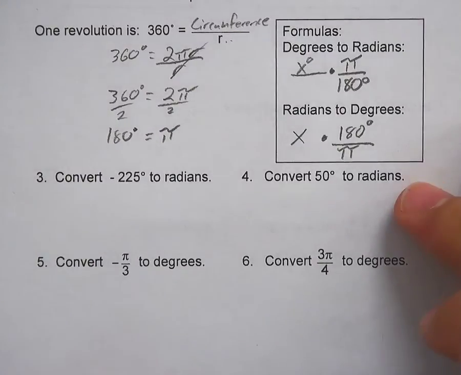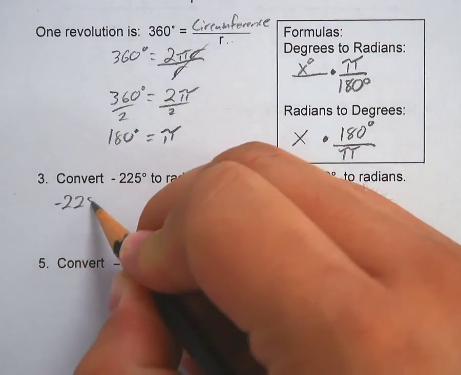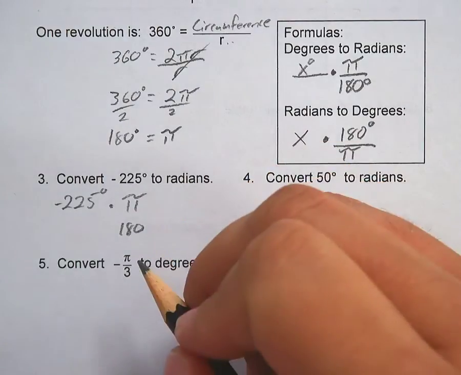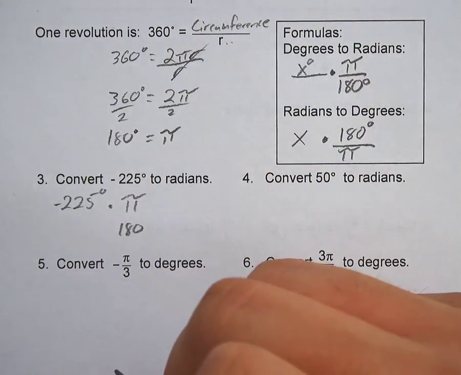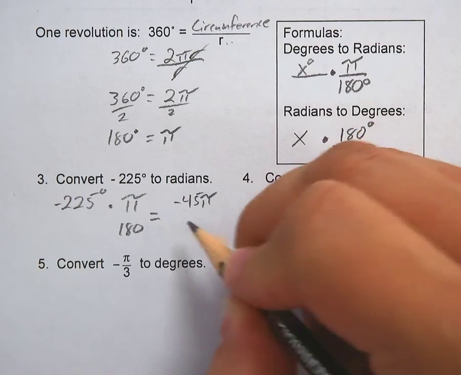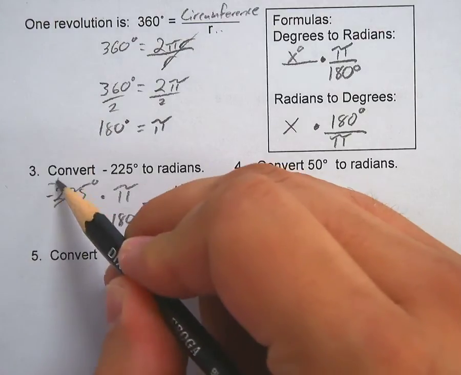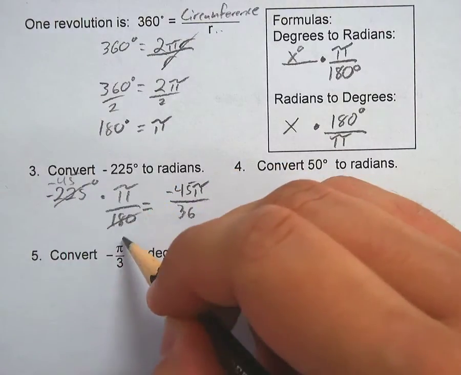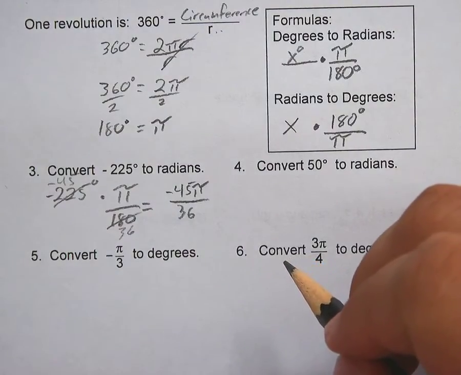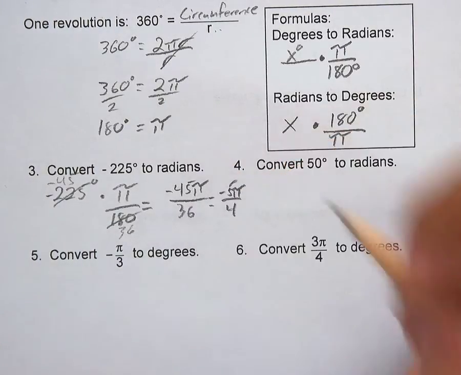Let's actually get into some of these. Convert negative 225 degrees to radians. So I'm going to say negative 225 times pi divided by 180. When you simplify this, you get negative 45 pi over 36. These can simplify, both 45 and 36 being divisible by 9, which is negative 5 pi over 4.